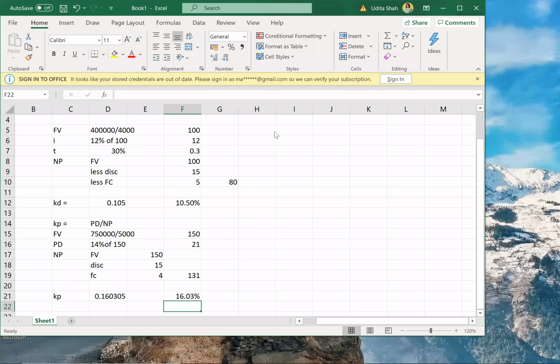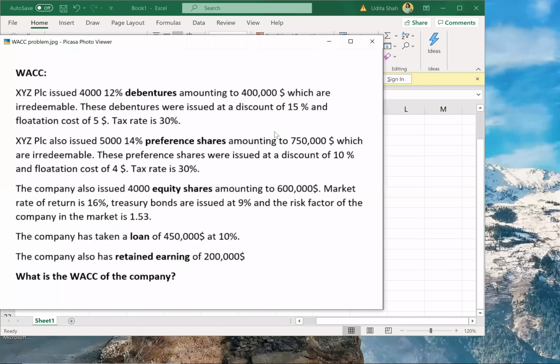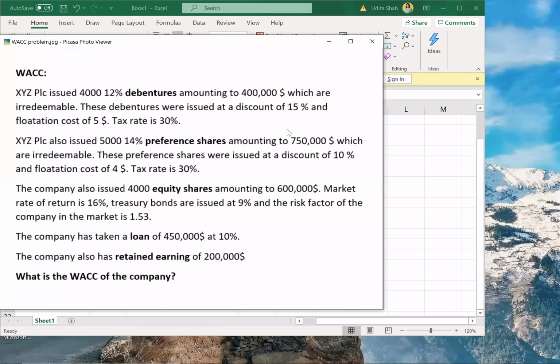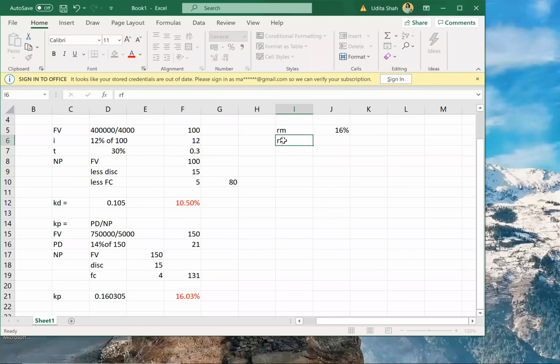The company also issued 4,000 equity shares amounting to 600,000. Market rate of return, that is RM, is given as 16%. Then what are they given? Treasury bonds are issued at 9%. Treasury bond means what? Government security. Government security means what? Risk free. So that is 9%.